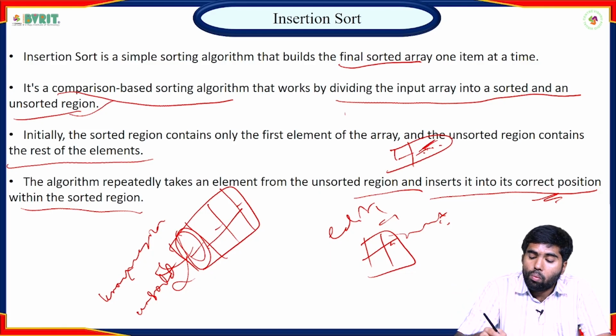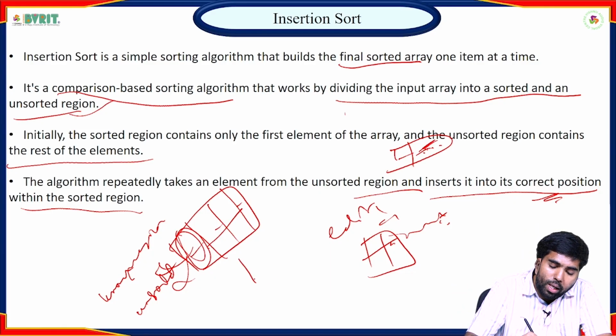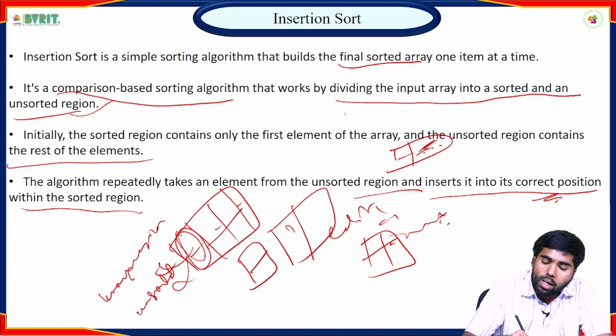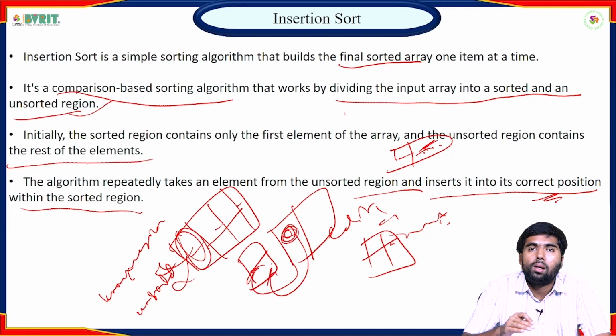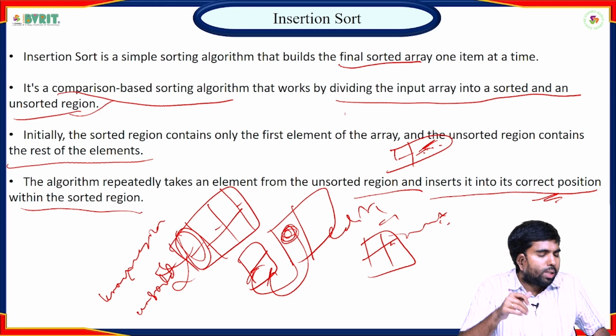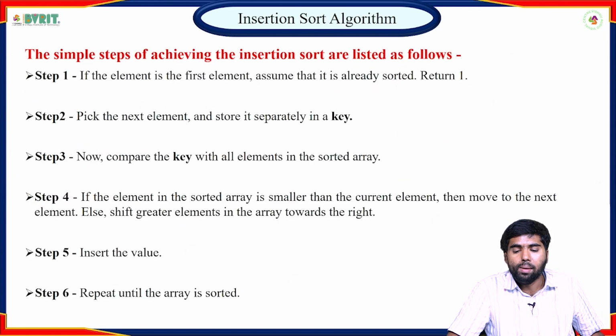So you have taken an element from the unsorted region, and then you put that particular element into the correct position, merging it into the sorted array, right? We'll see an example very shortly. But before getting into the example, I would like to describe the algorithm, the steps for how we perform this insertion sort.